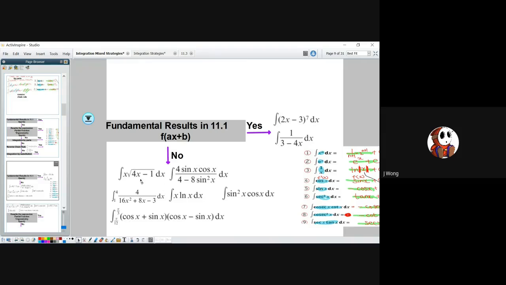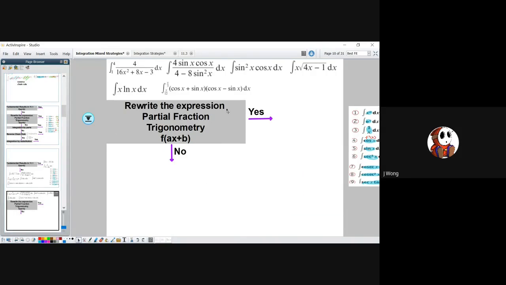So here you could see we start off with 8 integrals, and there are 2 we can already solve using ax plus b. Generally speaking, even in the exam style questions, there are at least 40% of the questions where after some manipulation, you could already use the standard results together with the ax plus b technique to solve it. So the next approach, if you remember, with the remaining 6, we'll try to rewrite them, possibly using partial fraction or trigonometry, and directly apply f of ax plus b.